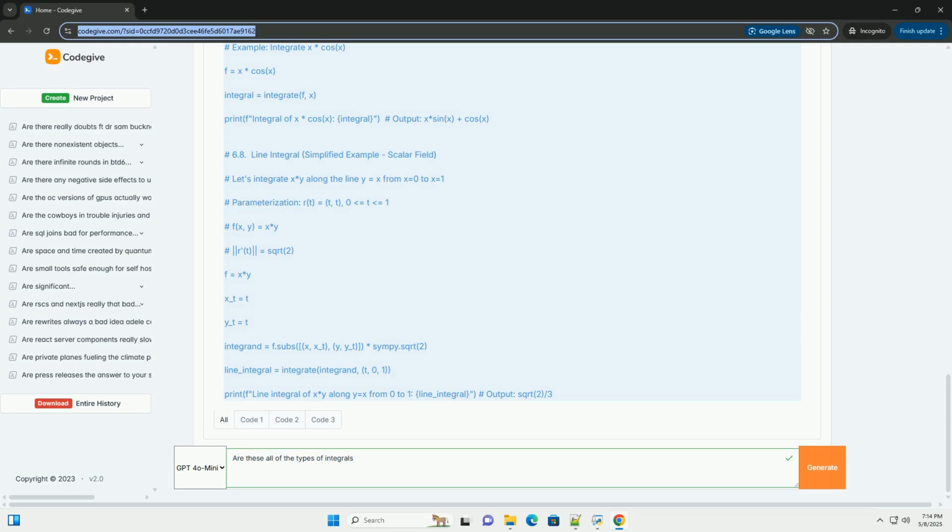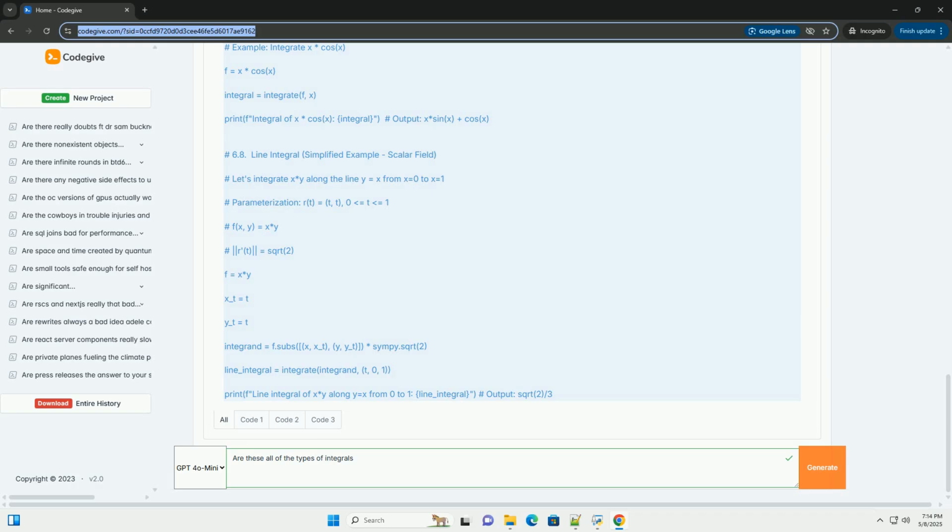3.5 Surface integrals. Definition: a surface integral integrates a function over a surface in space. They are used to find the mass of a thin shell, the flow rate of a fluid through a surface, etc.